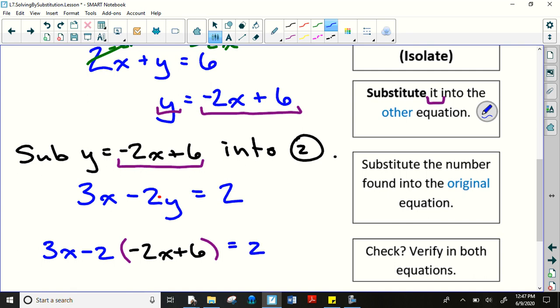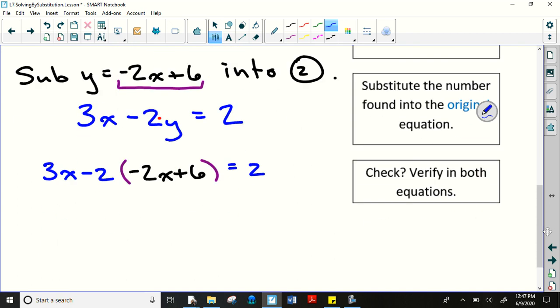And we've created more algebra, more math rules that we have to follow, but not anything you haven't seen before, okay? So now BEDMAS says we are multiplying right here, and we have to multiply by this whole coefficient. So the negative 2 has to get multiplied into there. So then we get 3x. Negative 2 times negative 2x is a positive 4x. Negative 2 times positive 6 is a negative 12 equals 2.